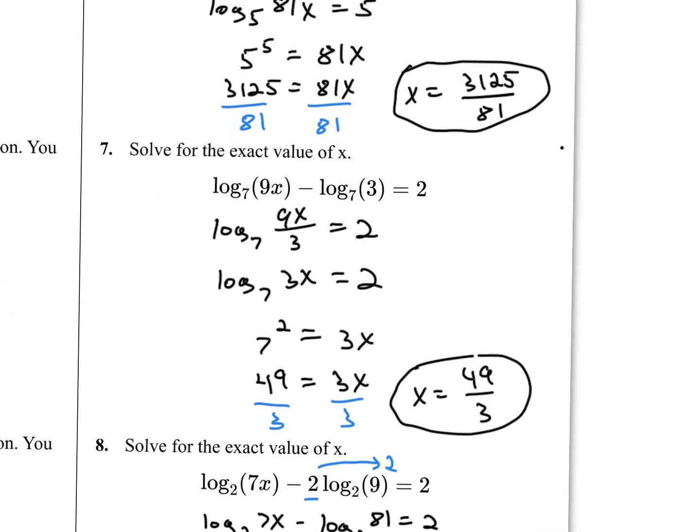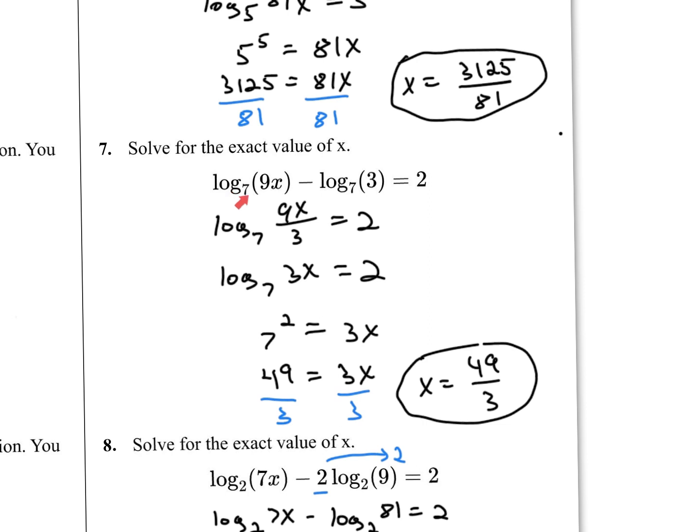All right, number 7. We have log base 7 of 9x minus log base 7 of 3 equals 2. All right, so our quotient property here, if the difference of two logs have the same base, then we can write it as the division of those two logs, our quotient property. So log base 7 of 9x divided by 3. Of course, 9x divided by 3 is 3x, so I'm writing it as log base 7 of 3x equals 2.